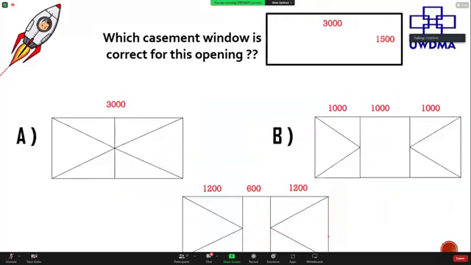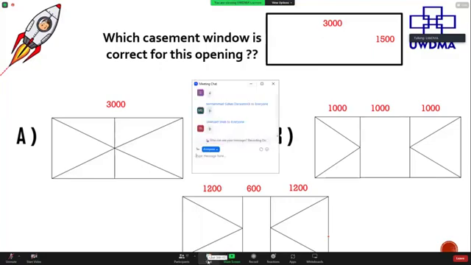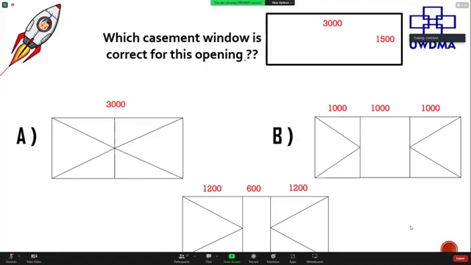Which casement window is correct for this opening? Tell me which design you will go for this opening. If you have an opening of 3000 width and 1500 is the height.